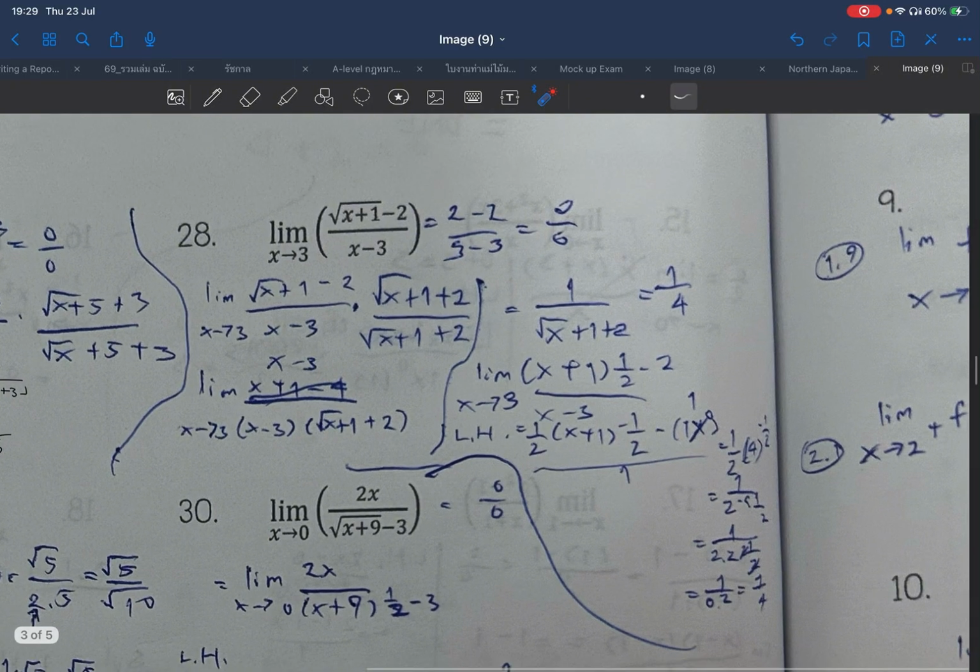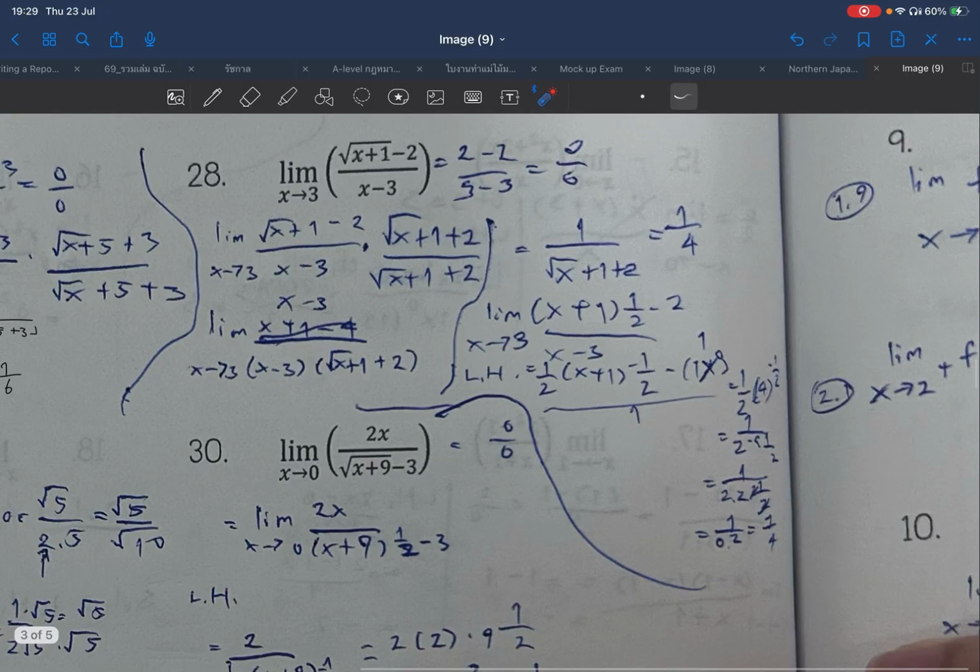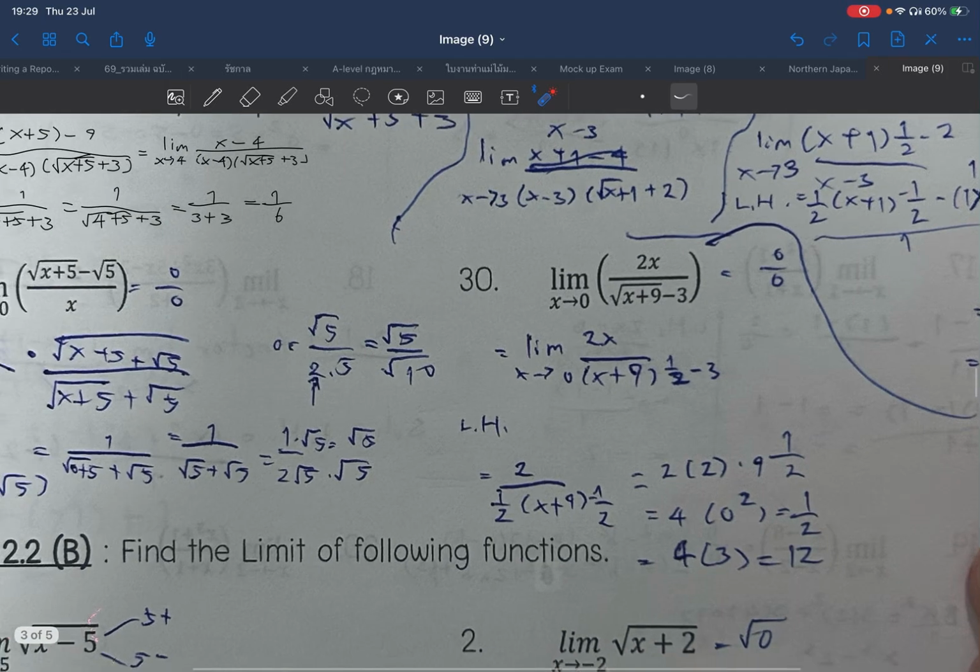We substitute x equals 3 to get 1 over root 4 in brackets plus 2, equals 1 over 2 plus 2. So we add these two and we'll get the final answer 1 over 4.